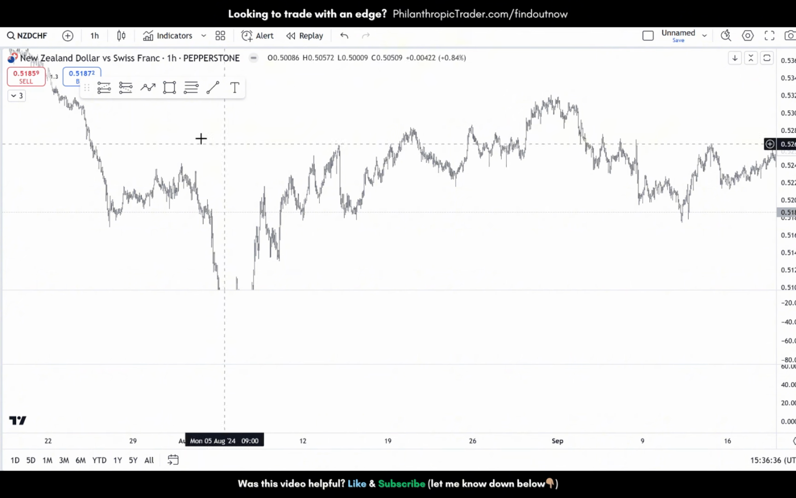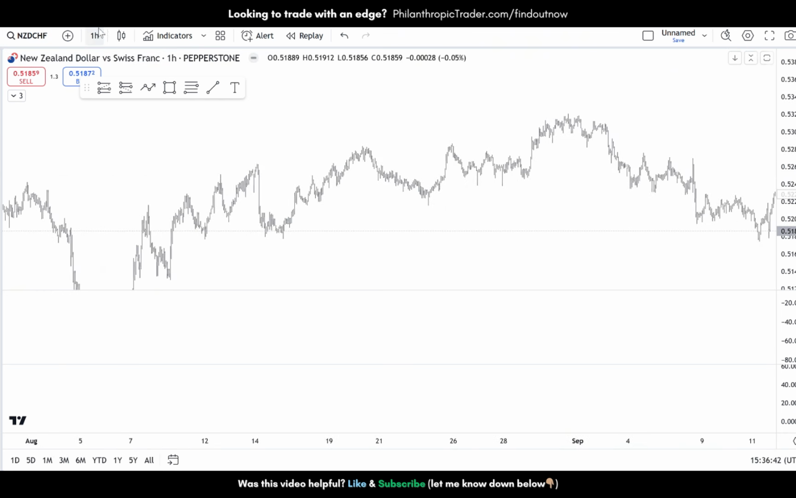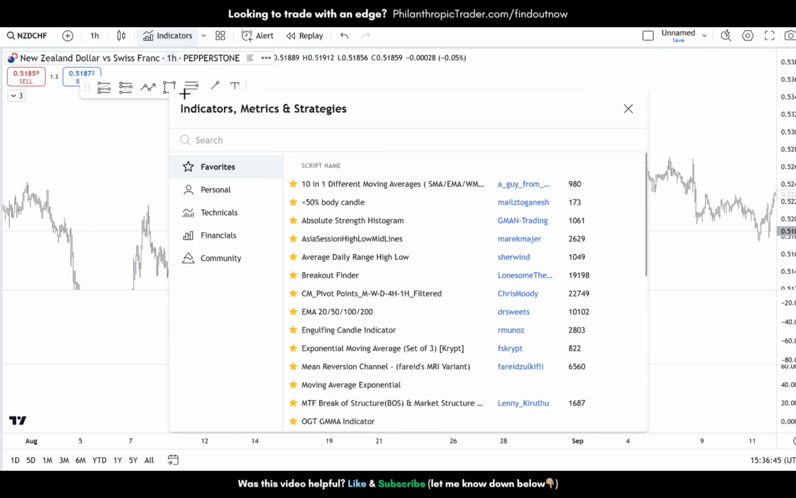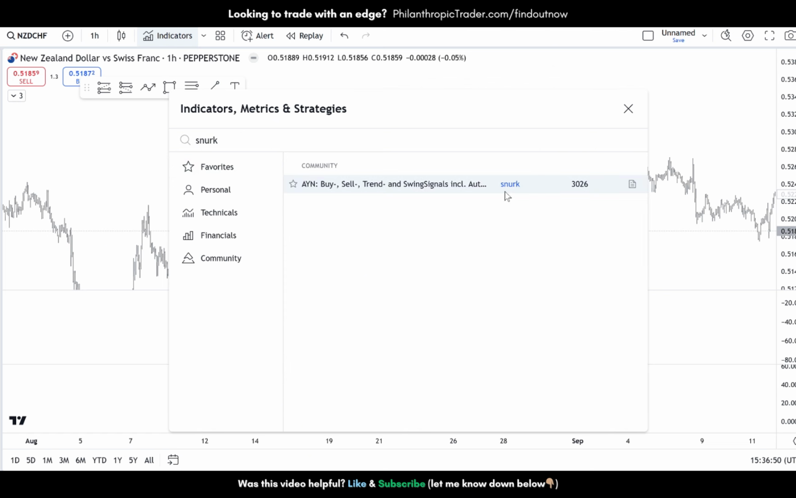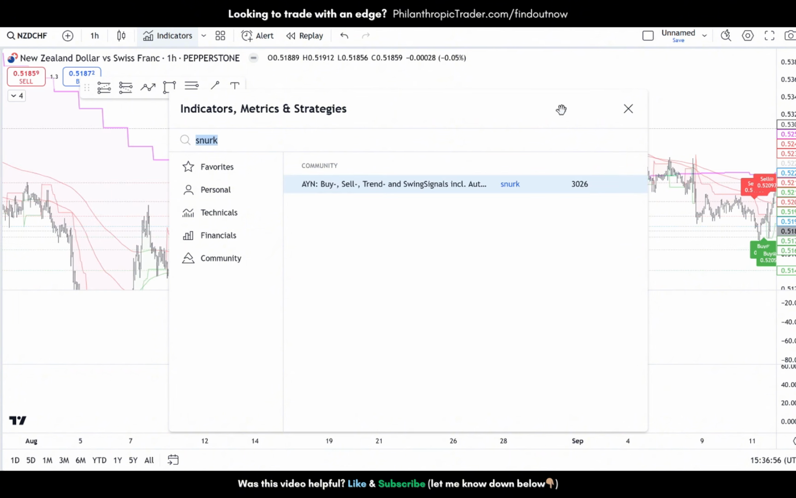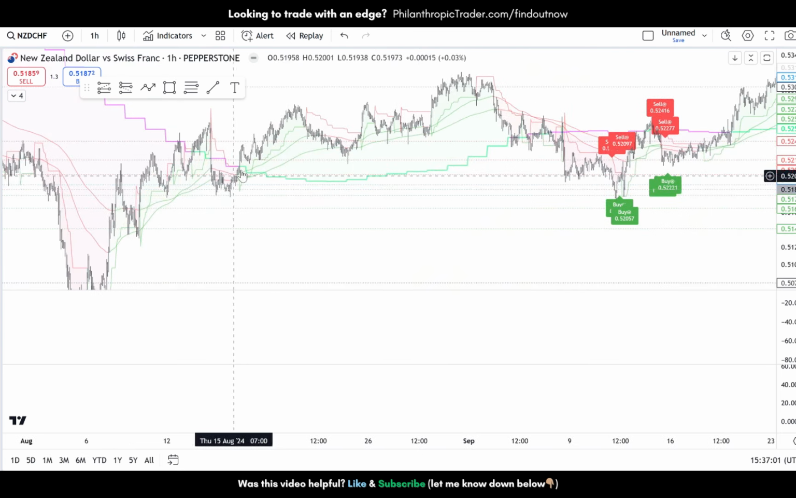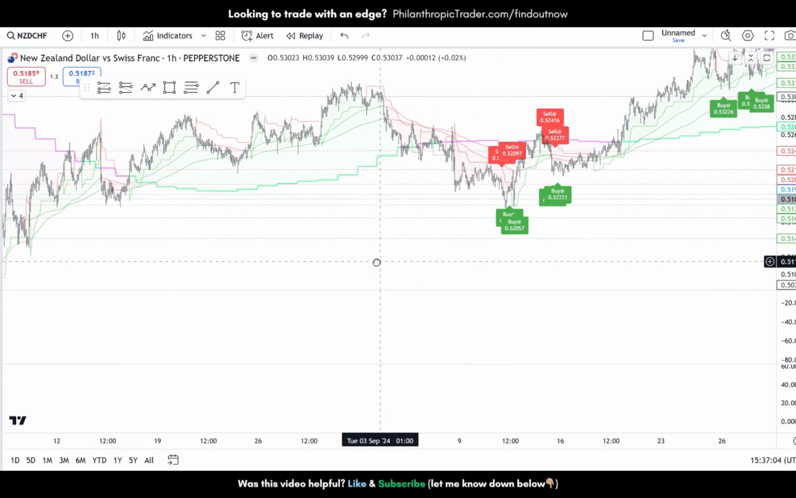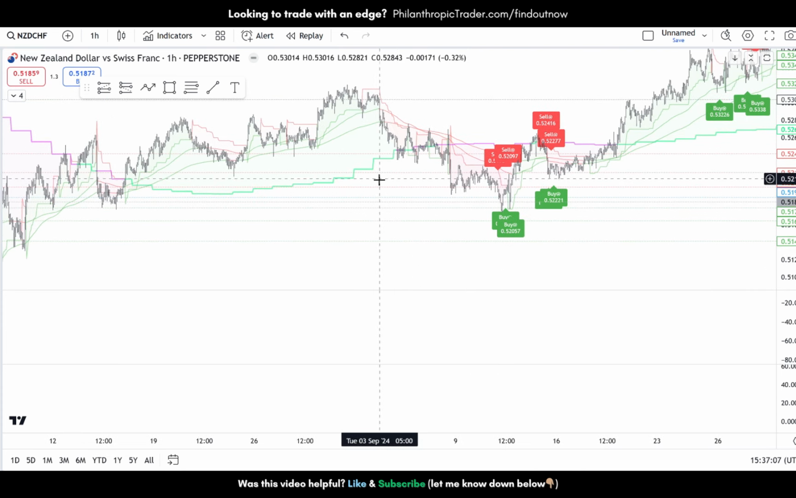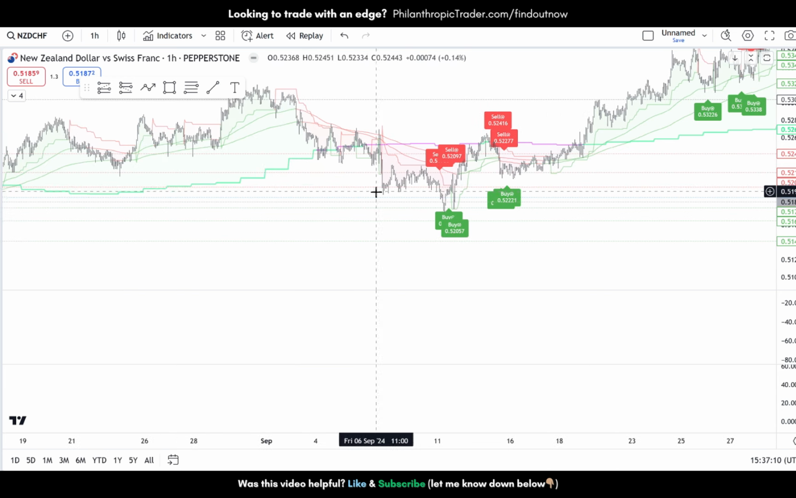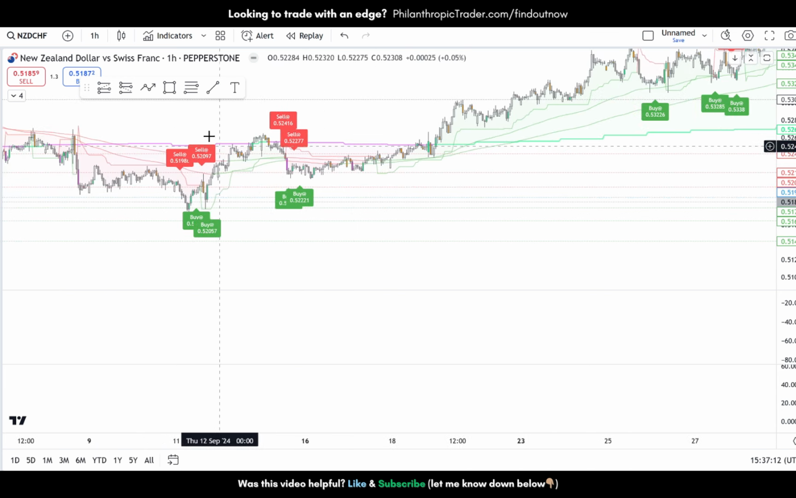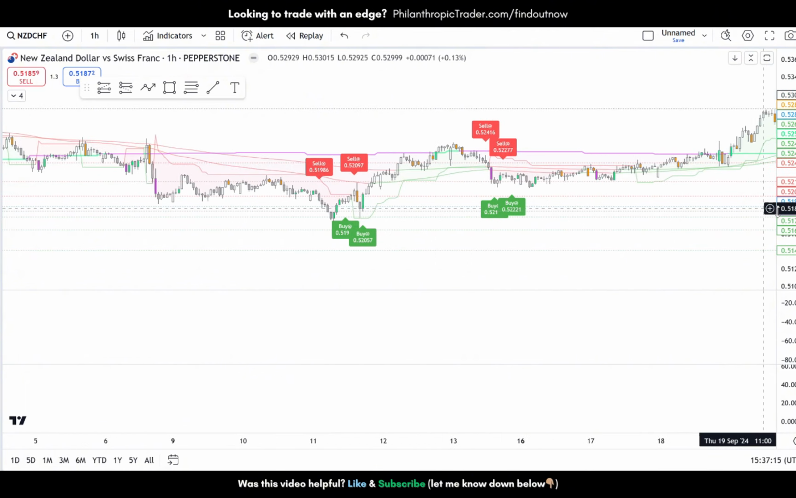If you have an account, over here you go to a random pair, New Zealand CHF right now. I'm on the hourly. I click over here on indicators and I look for SNURK. We click on this one over here, the AYN, and we see many lines. These are, I believe, moving averages on a higher time frame as well, and I also think perhaps a super trend, I'm not sure. But we see over here buy and sell orders.